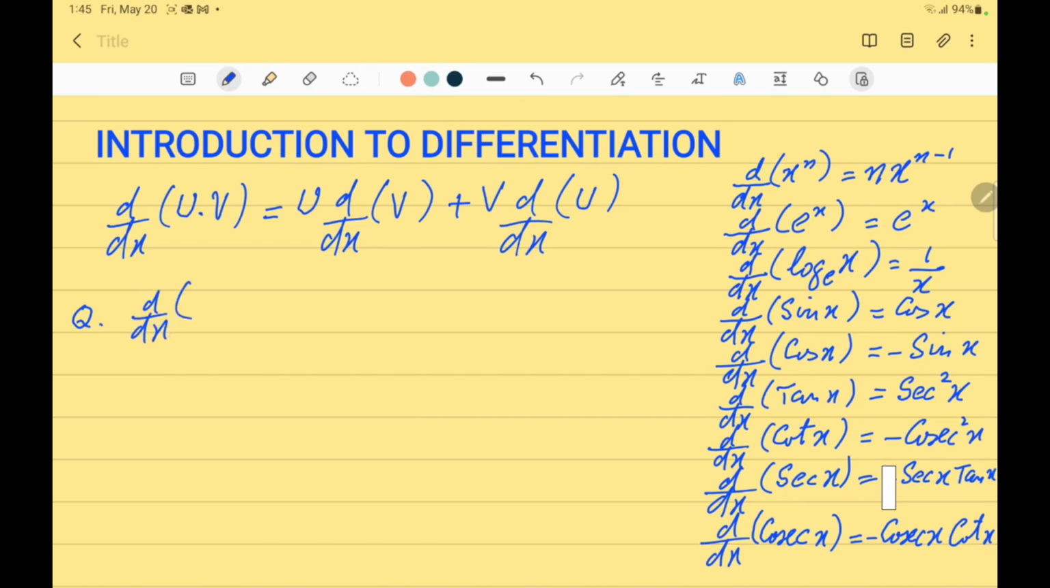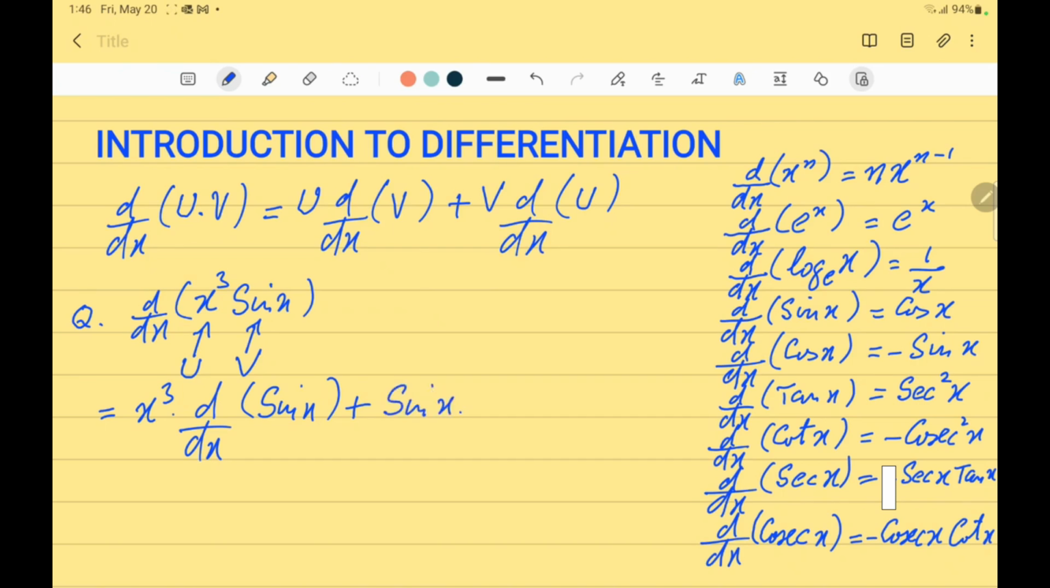d by dx of x cube multiplied by sin x, where you can say this is u and this one is v. So let's apply the above mentioned formula. First we have to write u, which is x cube in this case, multiplied by d by dx of v, which is sin x in this case, plus we have to write v, which is sin x in this case, multiplied by d by dx of u, which is x cube in this case.